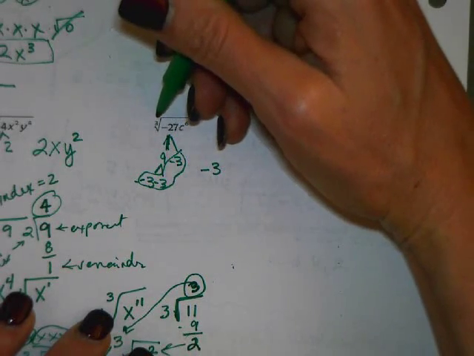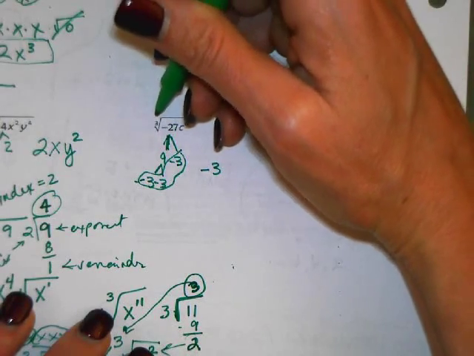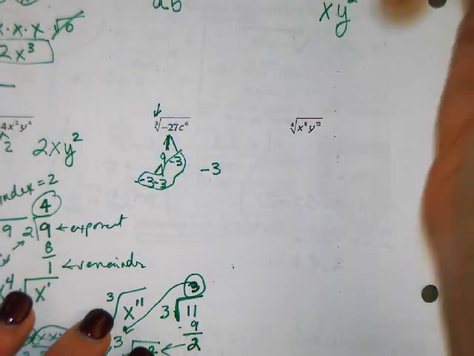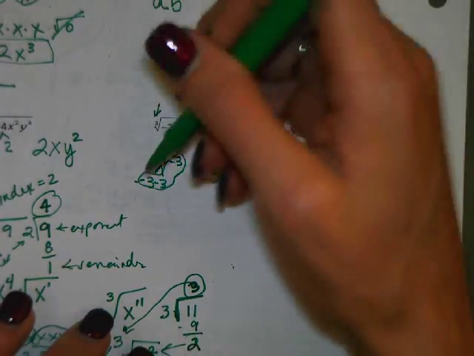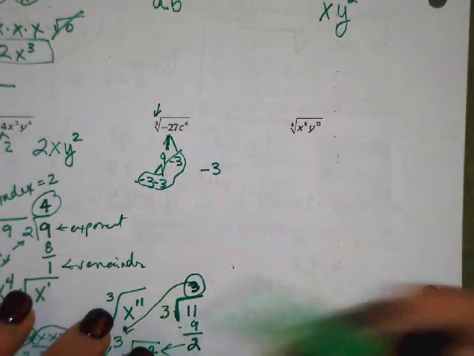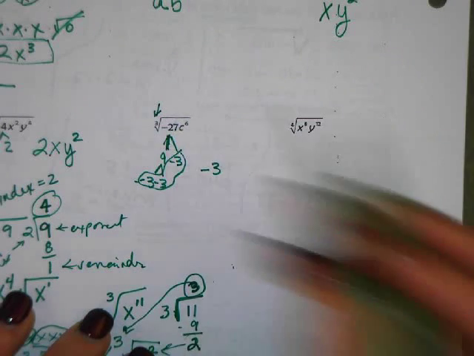Because the index is 3, now I'm looking for 3's. So you use the index to see how many pairs to bring out, how many of that I can bring out. So it says 3, I need 3 of that like numbers before I can pull it out. Now I take 6 and I divide it by 3.